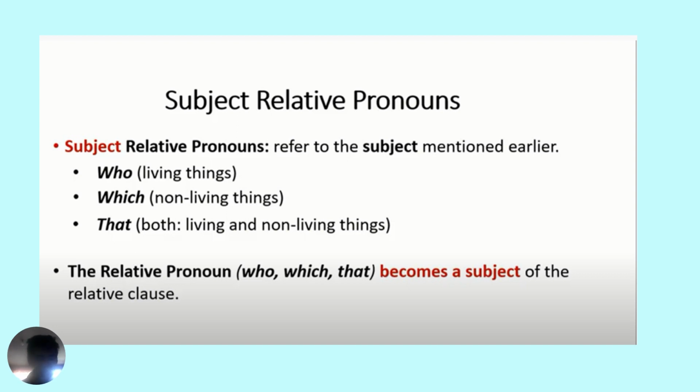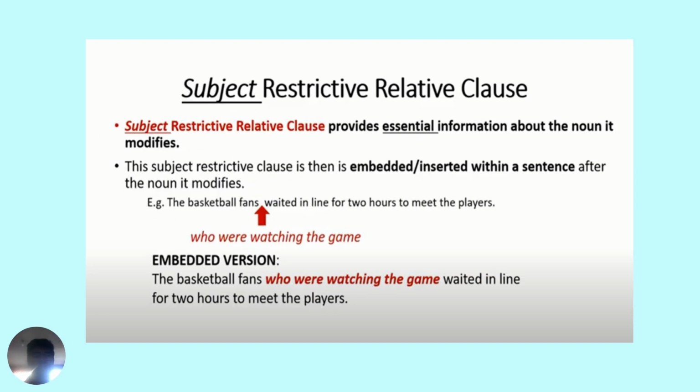So this is a complete sentence. Subject relative clauses provide essential information about the noun they modify. The subject relative clause is embedded, inserted within a sentence after the noun it modifies. Example: The basketball fans waited in line for two hours to meet the players.